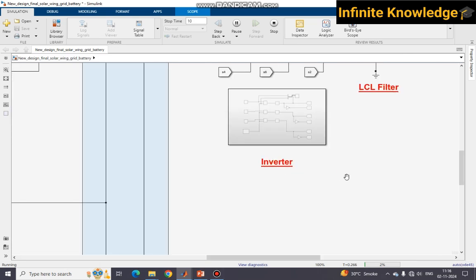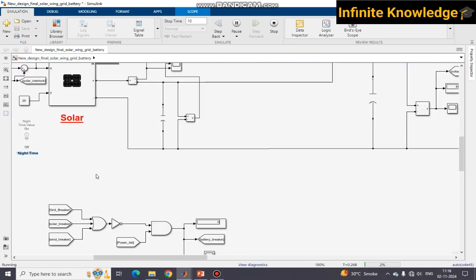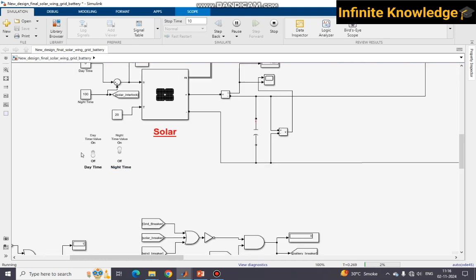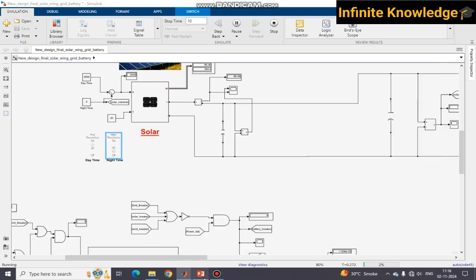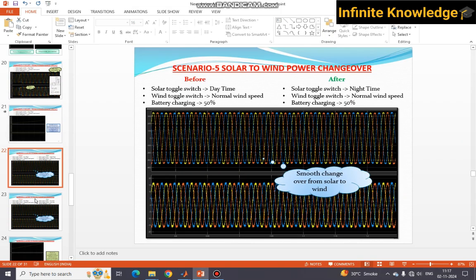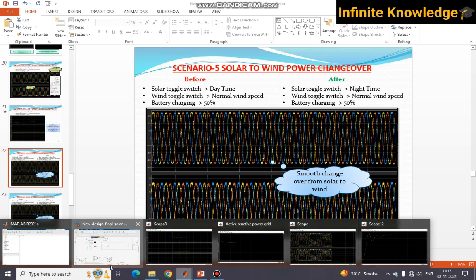Now what I am doing, I am again starting the solar generation, and we'll switch off the wind generation. So we will check the reverse scenario also. So this scenario is also completed. Solar to wind and wind to solar, both changeovers in scenario 5 are completed, and there is a very smooth transition. The voltage level is also maintained.